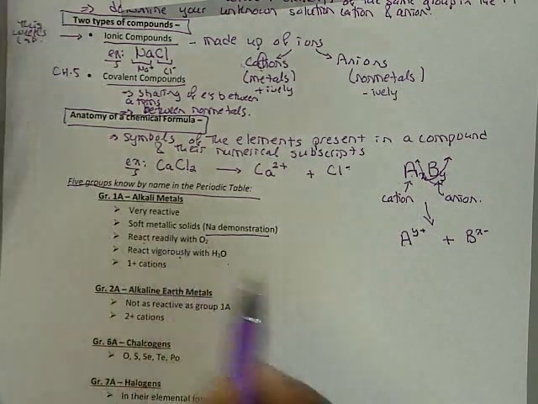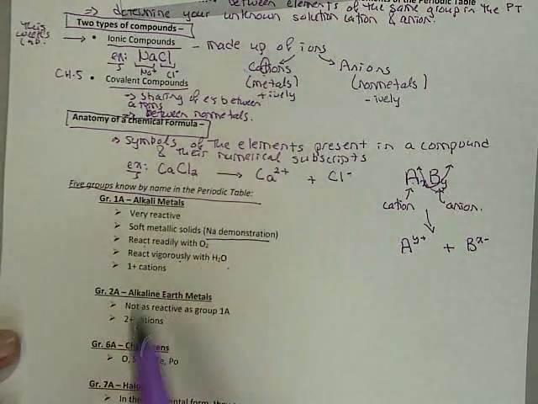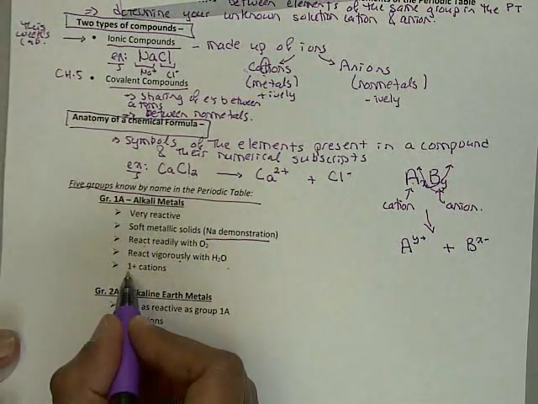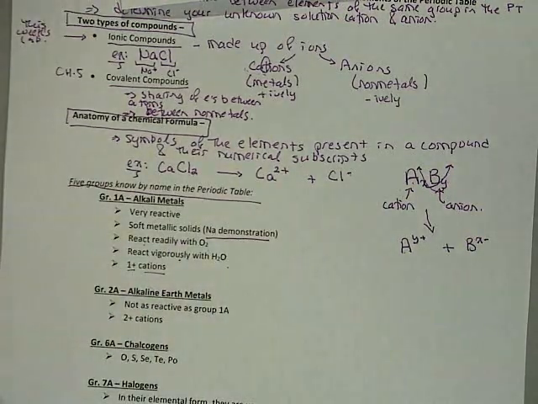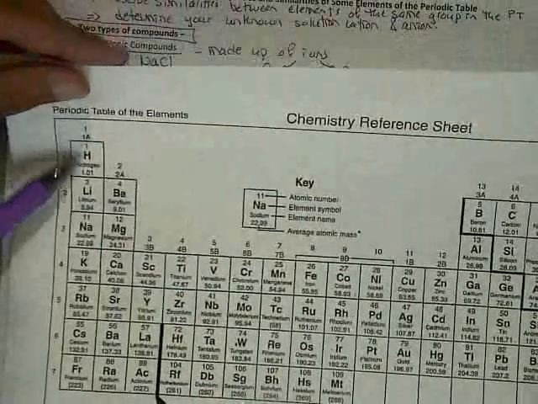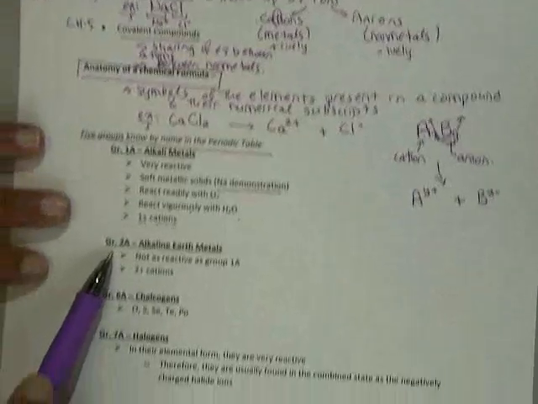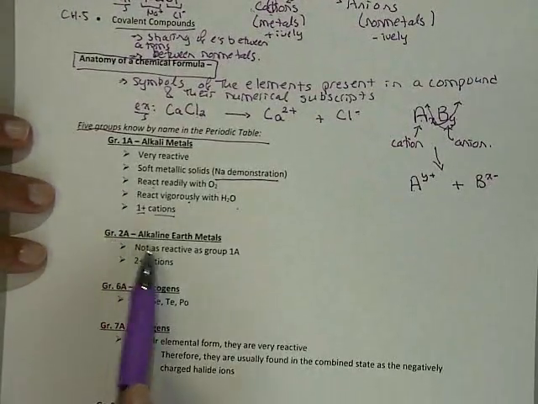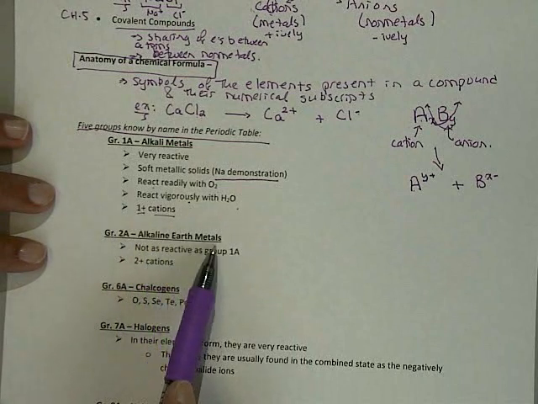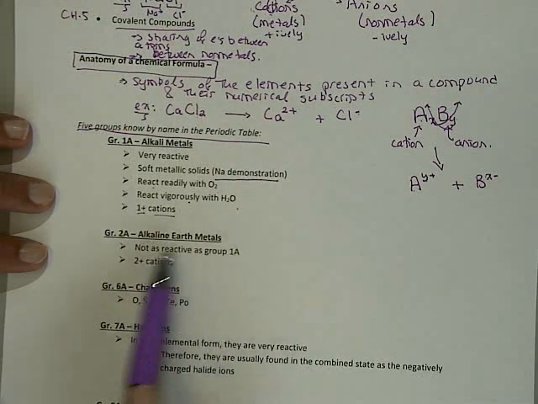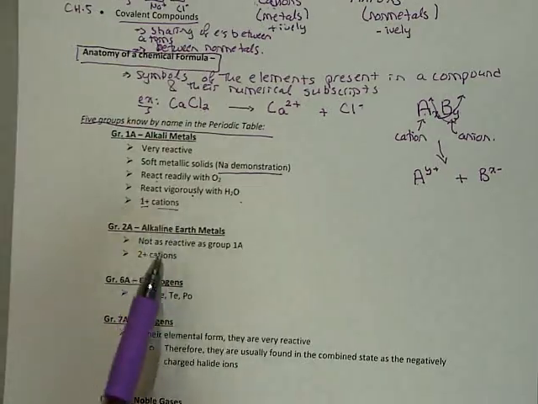And as I said, all metals are cations. Group 1A in particular are always +1 cations. So all of these elements here exist as +1. Let's go on to group 2A. Group 2A are known as alkaline earth metals, not alkali earth metals, alkaline earth metals. They're not as reactive as group 1.